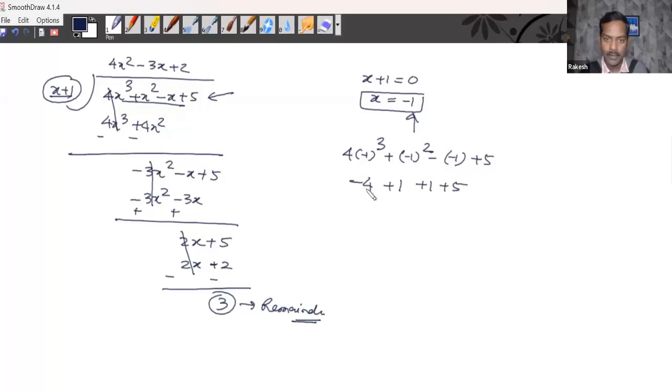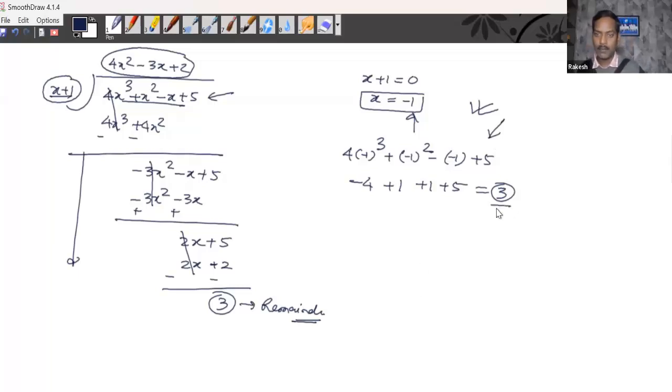Clearly here we can see that this together will make it 3 and we are getting the remainder. So this is the best way of getting the remainder in case of polynomial. Then why are we doing this? We only need this if we are interested in getting the quotient. Here we are not interested in the quotient. That's why we only substituted the value of x to get the remainder, the end result. If we are interested in finding the quotient, then we have no other choice but to go with this method.